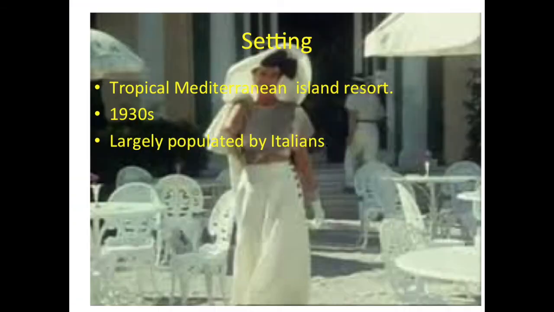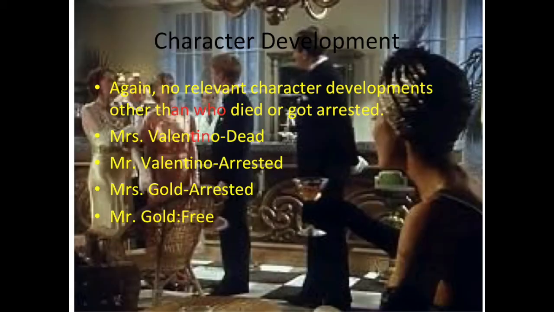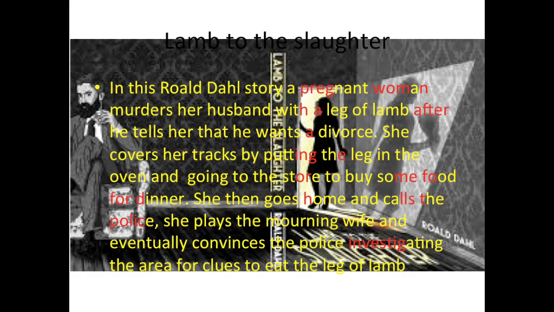The setting for the episode was a tropical Mediterranean island resort in the 1930s that was largely populated by Italians. Again, much like Hound of the Baskervilles, no relevant character developments other than who died or got arrested. Mrs. Valentino died, Mr. Valentino got arrested, Mrs. Gold was arrested, and Mr. Gold was set free.